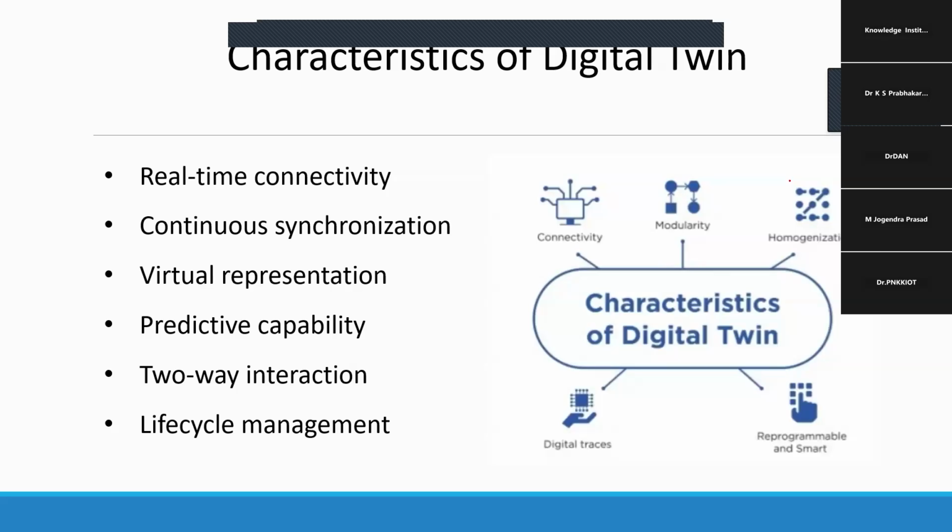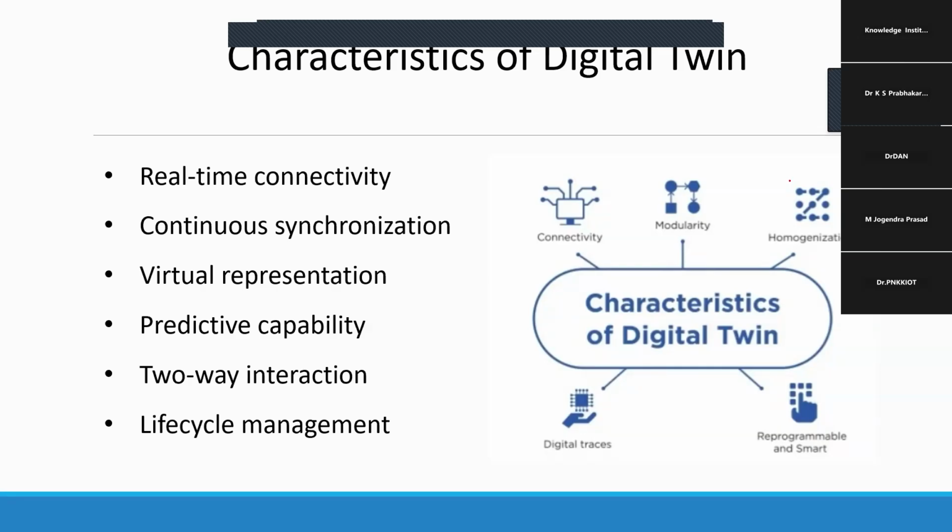The third is virtual representation. Here the digital twin can accurately represent the geometry, behavior, or performance of the real system. It can be an object, behavior, or performance; any real-time system it can easily represent. That's why virtual representation is one of the main characteristics. Fourth is predictive capability. Nowadays, because of AI and simulation software, it can predict failures and future conditions, and also support decision making.